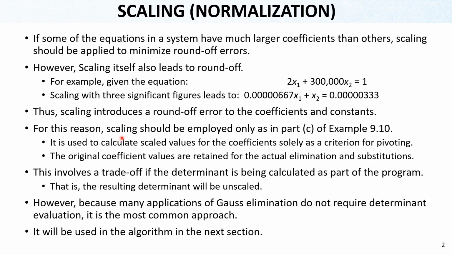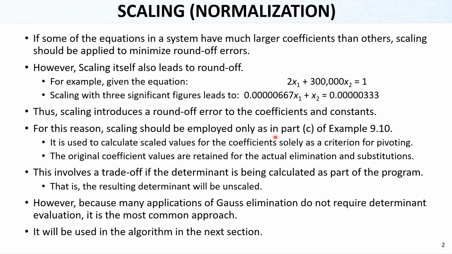For this reason, scaling should be employed only as in part C of example 9.10. So in the previous example, in one slide before, we actually used in part C the scaling just for pivoting, but after pivoting we use the original constants and coefficients in the original equations. So for pivoting you can use scaling. First scale the equations, then perform pivoting. After that use the original constants and coefficients. So that's the part C in example 9.10.